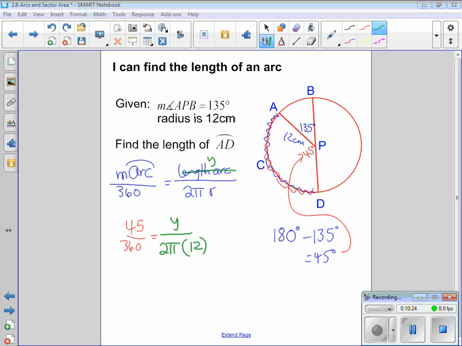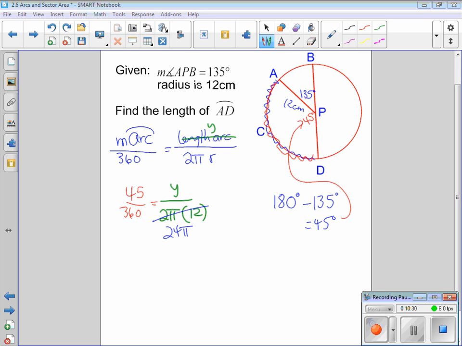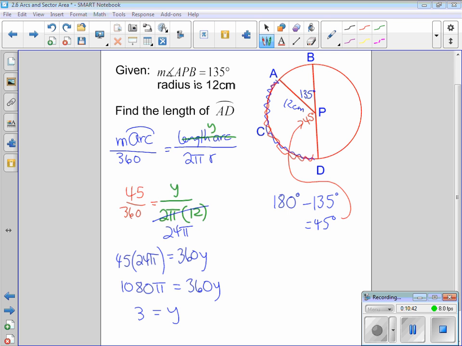So I'm going to choose to just put a y in for the arc length, and then when I'm done, I'll go back and call it the arc length. But I'm ready to start working this. Do a little cleanup, and then next step, since I have a proportion, a fraction equals a fraction, I'm going to cross multiply. Okay, divide both sides by 360.